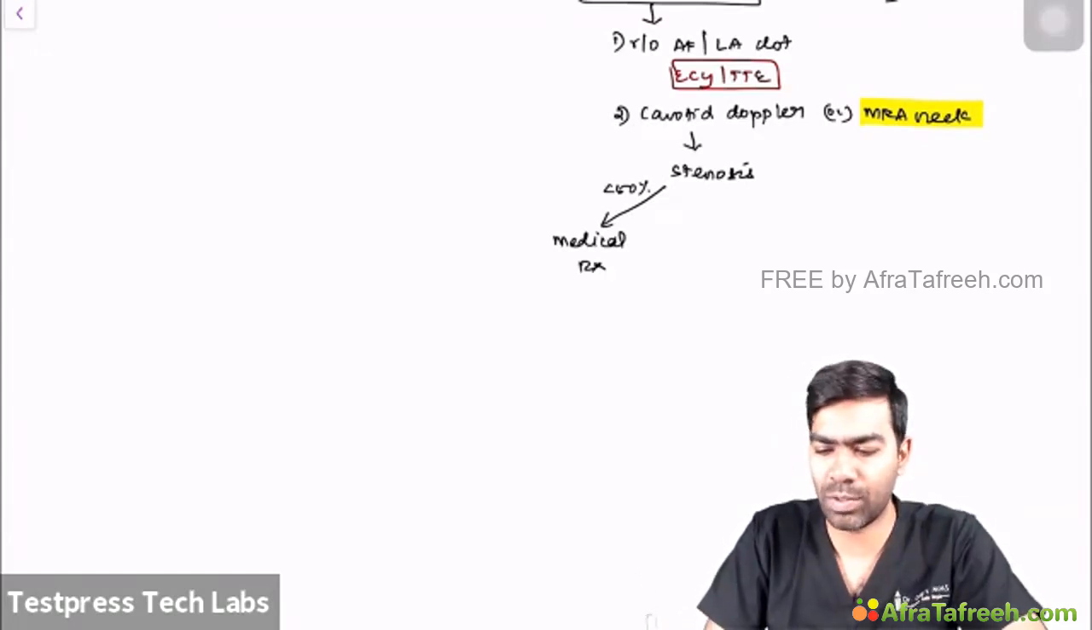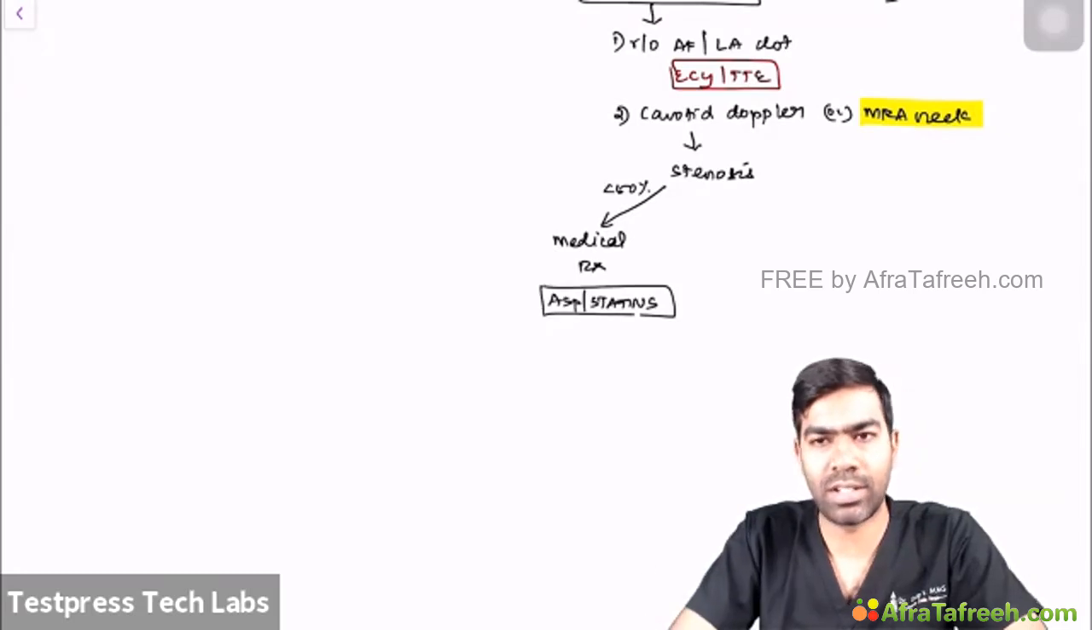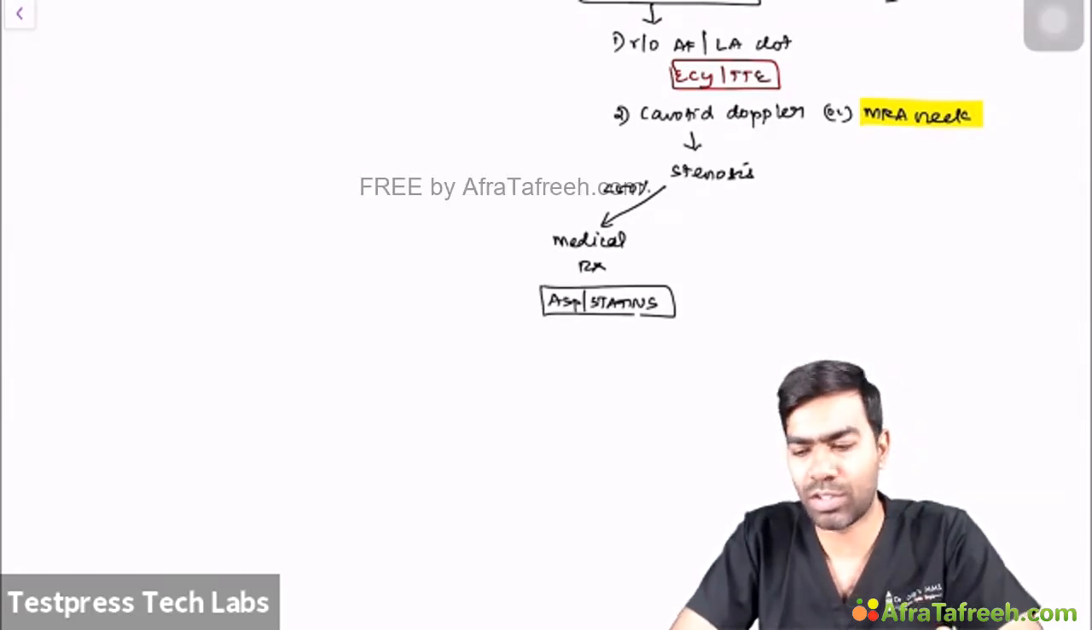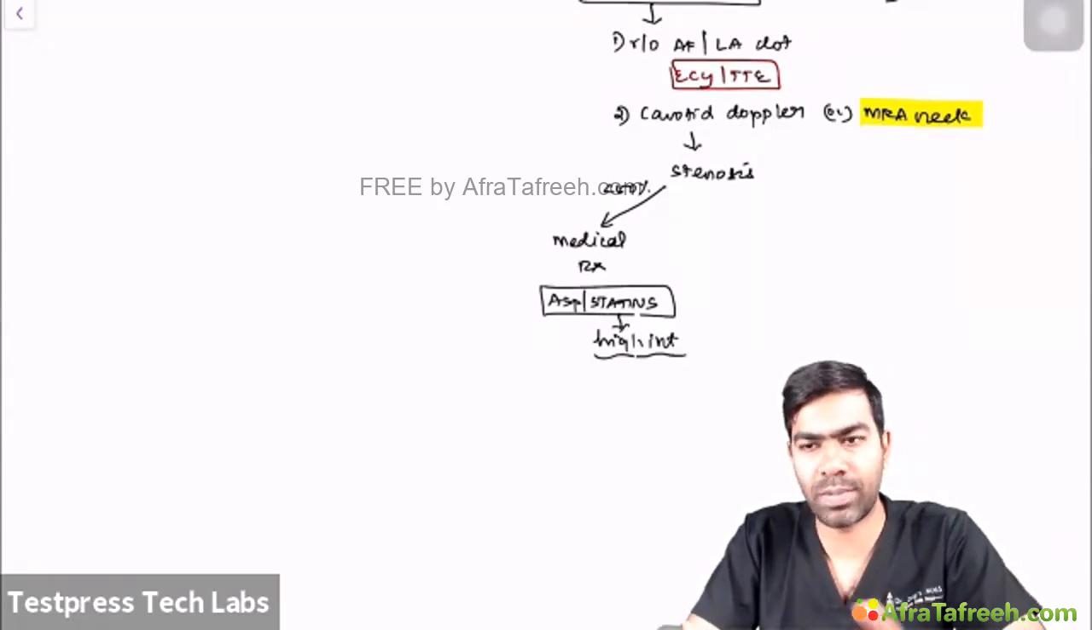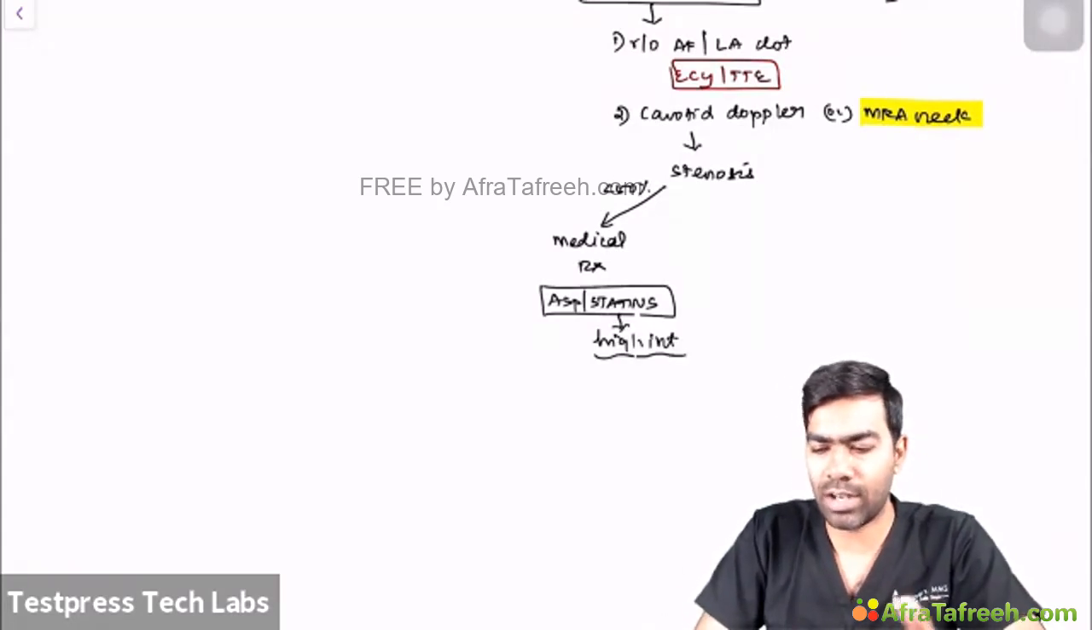For example, I'll be using aspirin and statins. Of course, I need to use statins because it's ASCVD and there is nothing that will stop you from using statins here. Statins have to be given, and it should be a high intensity statin, not a low intensity one. I'll be using aspirin, statins and all this stuff, or alternatively I can use clopidogrel also.